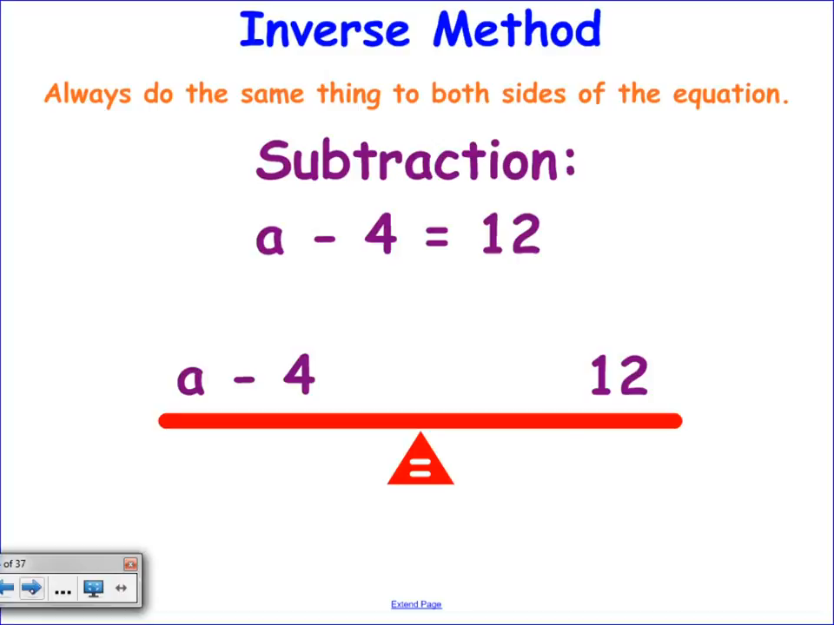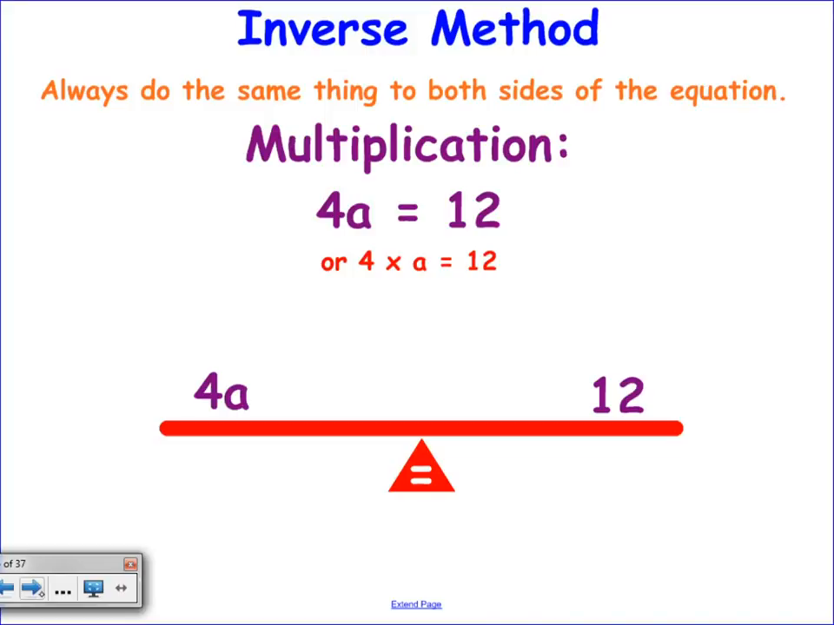So here, a minus 4 equals 12. So to solve an equation, you're trying to get this on its own. So I do the opposite. I add 4. If I add 4 that side, add 4 that side. So a is now on its own because they've cancelled out. Is equal to... Happy? Yeah. Let's do it for a multiplication.